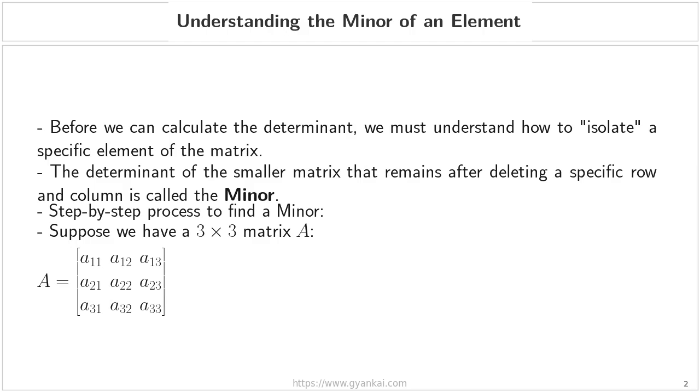To make this clear, let's look at the step-by-step process using a general example. Suppose we have a 3x3 matrix, which we'll call matrix A. This matrix is composed of elements arranged in 3 rows and 3 columns. In the first row, we have a sub 1-1, a sub 1-2, and a sub 1-3. In the second row, we have a sub 2-1, a sub 2-2, and a sub 2-3. And finally, in the third row, we have a sub 3-1, a sub 3-2, and a sub 3-3. In the next slide, I will show you exactly how to perform the deletion process on this matrix to extract that minor.